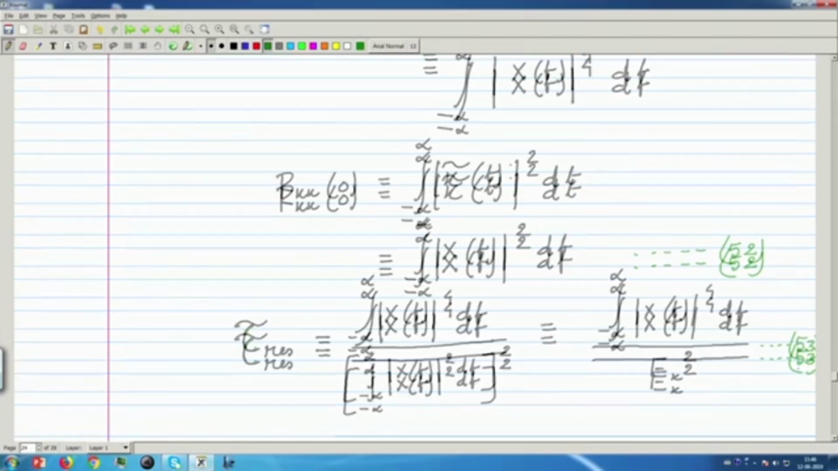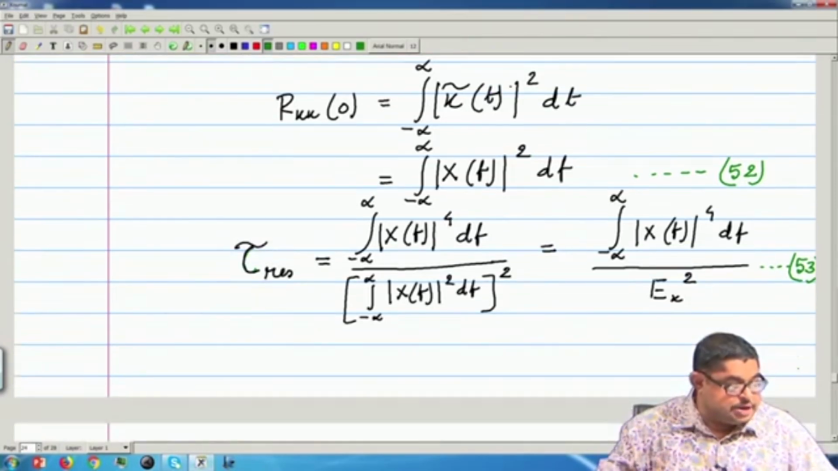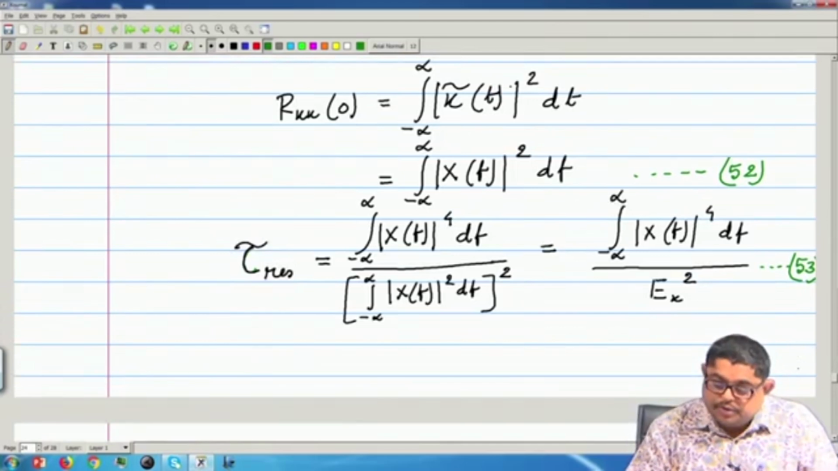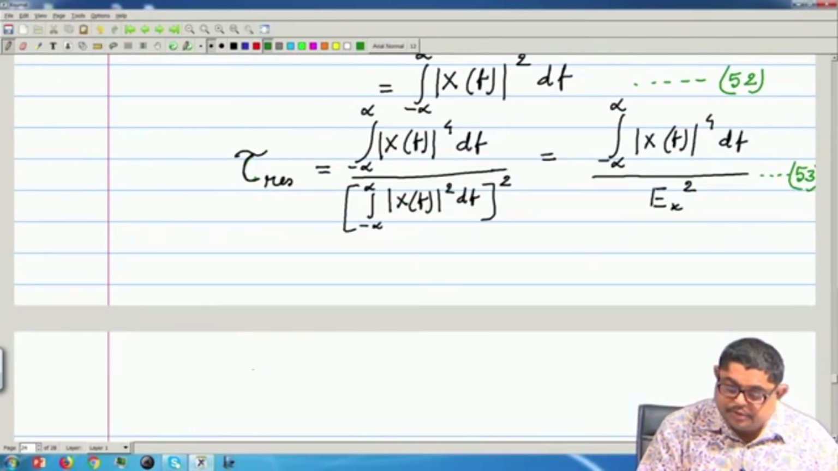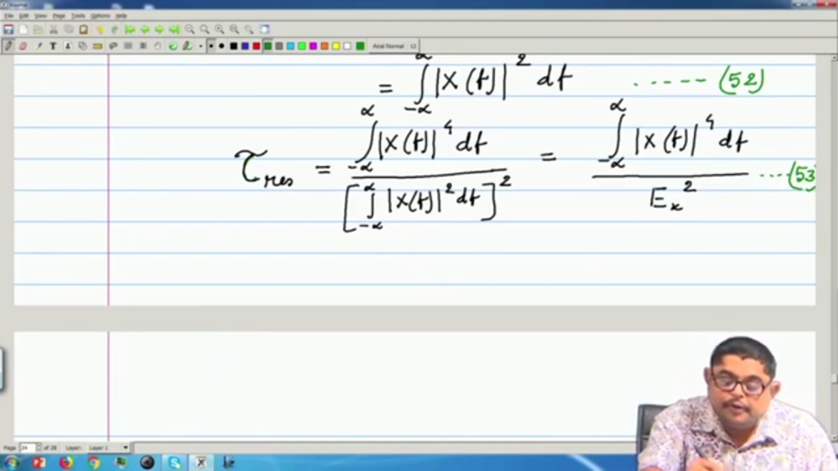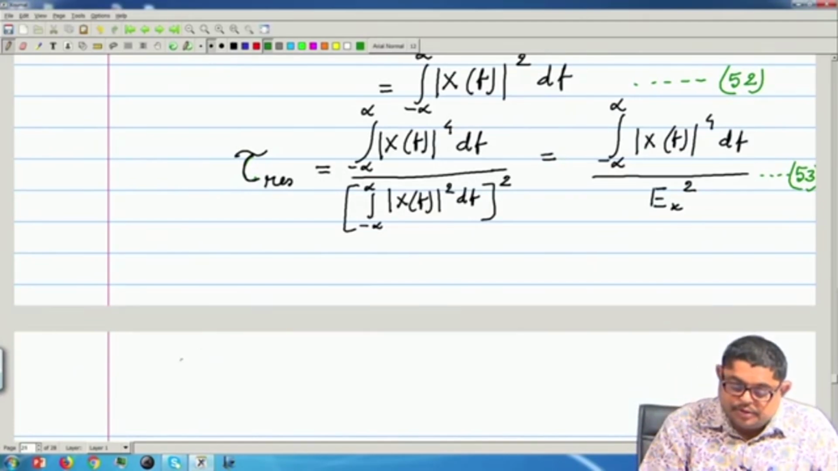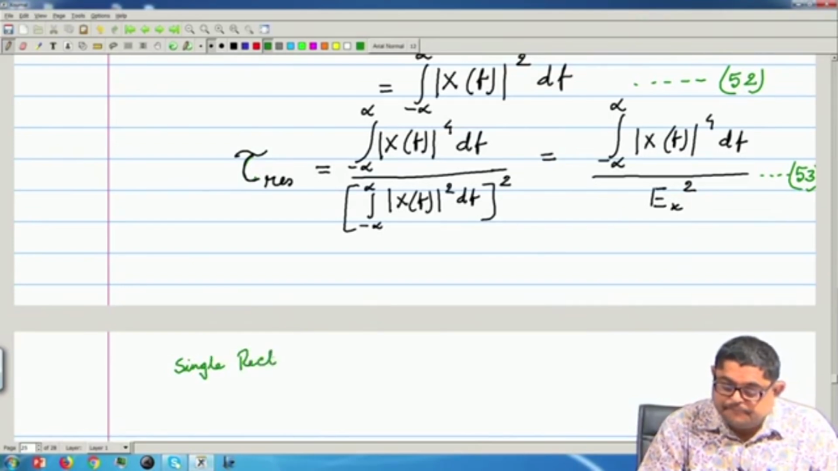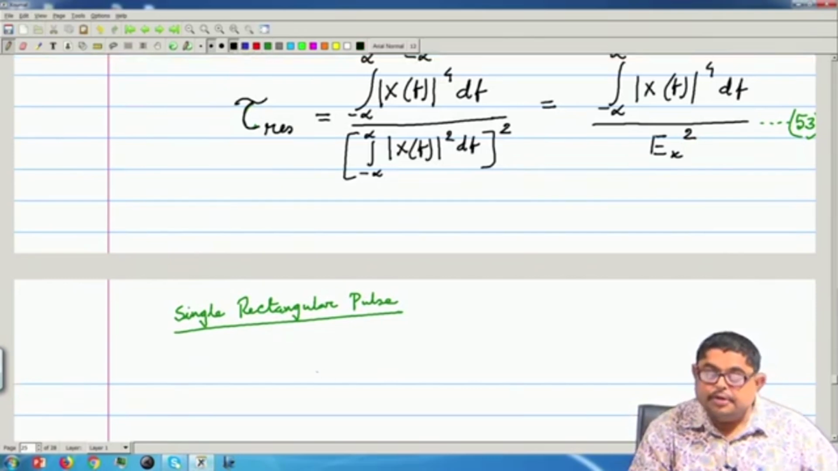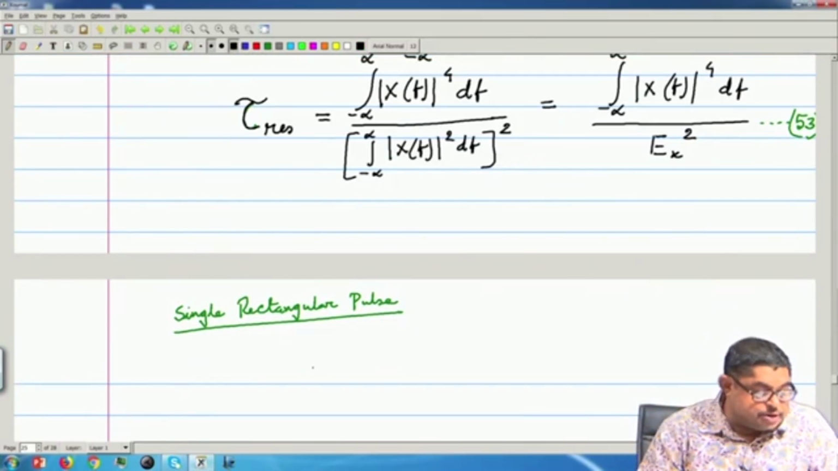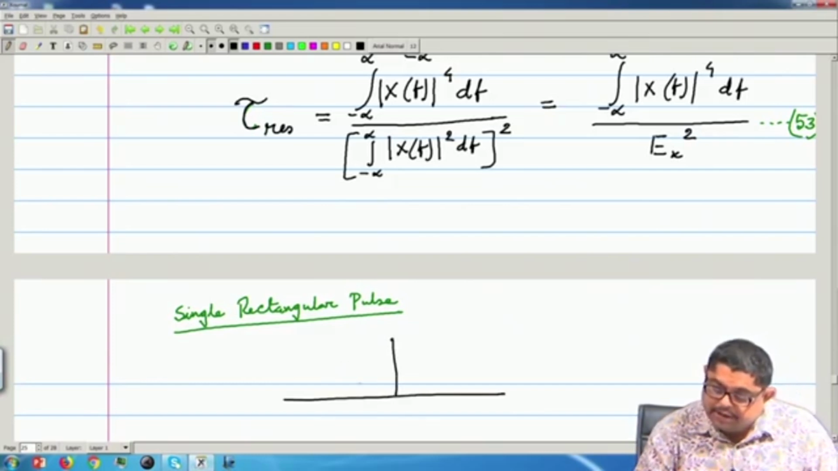and we will find out what this resolution is, and we will see a surprising thing. So, a single rectangular pulse. We have seen this before, now we will find its delay resolution constant. So, we know that the pulse is something like this.